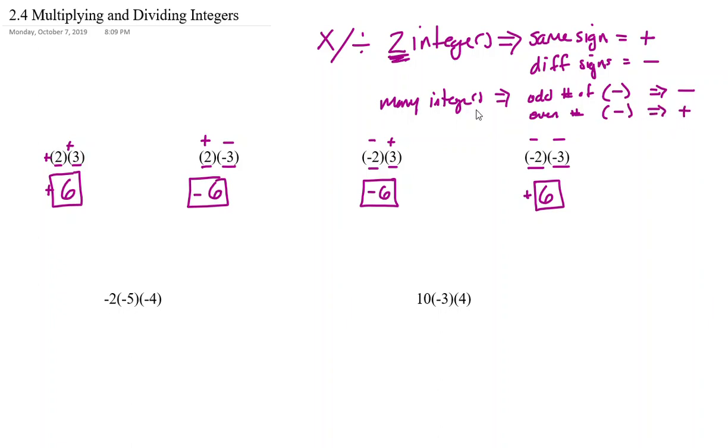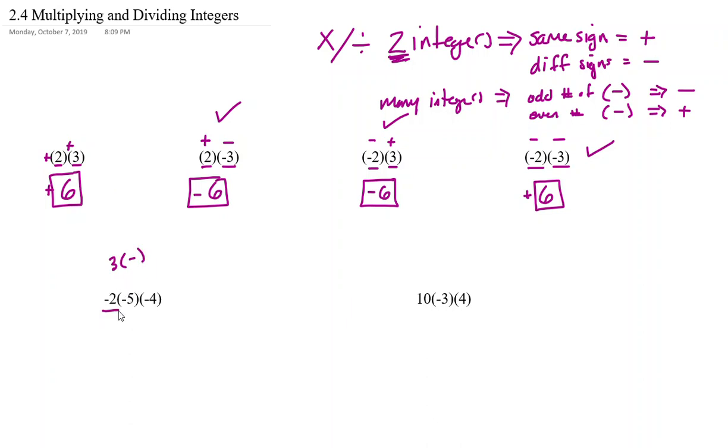Now, let's think about that. When there were 0 negatives, the answer is positive, even number. When there was one negative, the answer was negative. It's an odd number. 1 is odd. It works both ways. When there are 2 negatives, the answer is positive, an even number. What about when there are 3 negatives? Okay, so what do we do there?